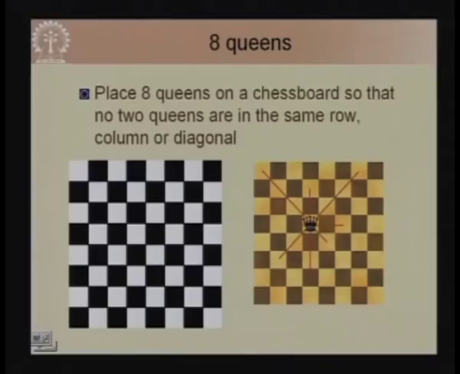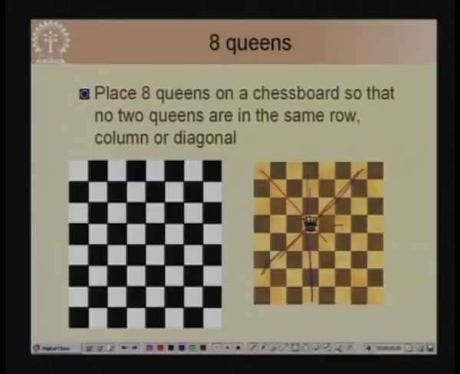Now, the next problem that we will look at is the well known 8 queens problem. The problem constitutes the following. We have a chess board and we have 8 queens, and according to the rules of chess, a queen can attack any other piece which is situated either in the same row or the same column or one of the diagonals. So, if we have any piece in these positions, they can be attacked by the queen.